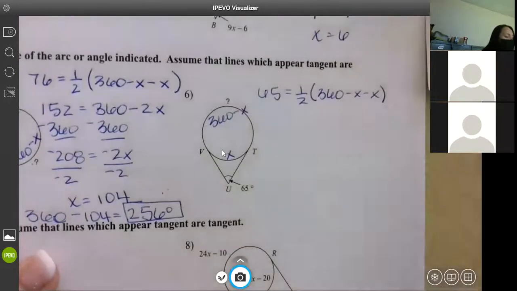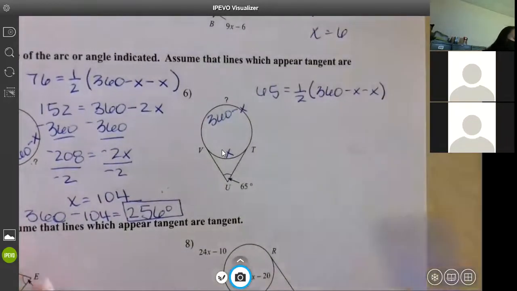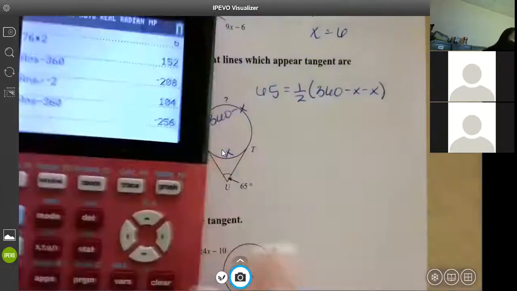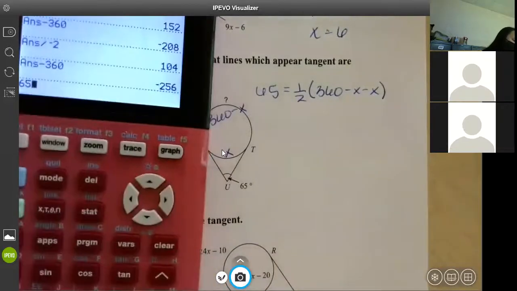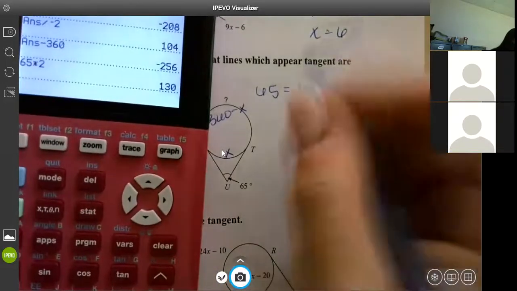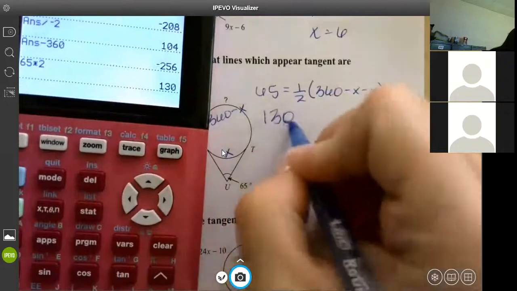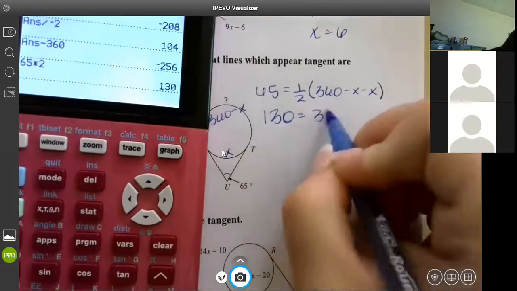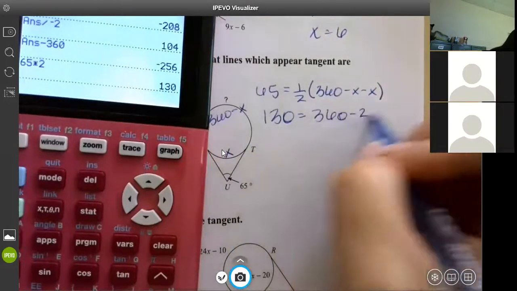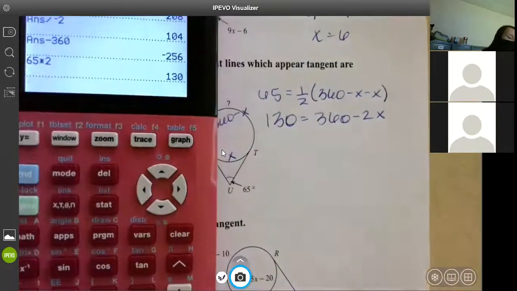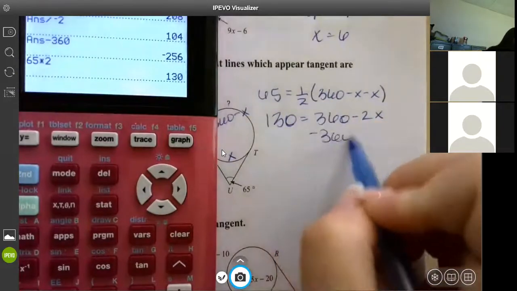So you still do it. It's still the same thing, just watch your signs. Then I don't want to deal with the 1/2, so I'm going to multiply by 2. Again, you should be able to do it in your head, but if you can't, that's okay. 130 equals 360 minus 2x. We're going to subtract 360.